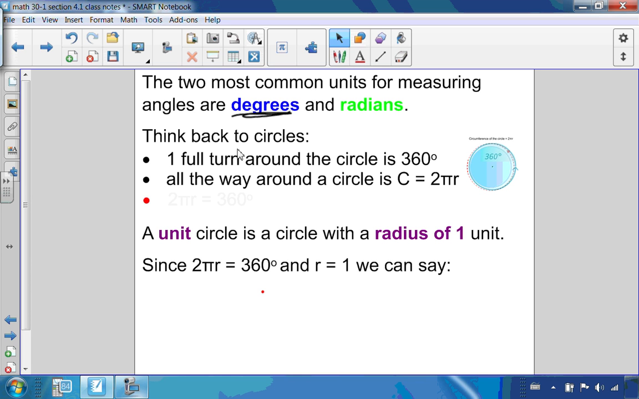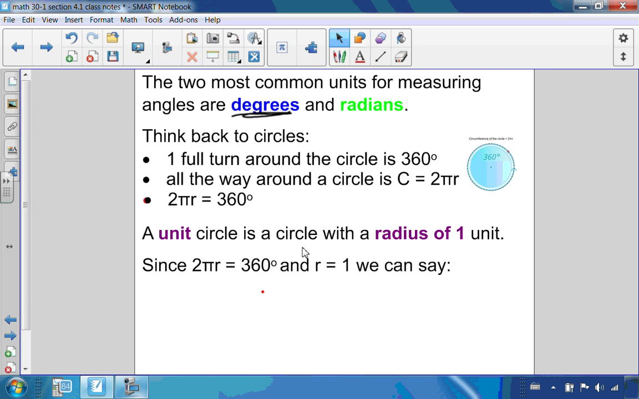So if you think back to what you know about circles, I know that all the way around a circle is 360 degrees. I also know that all the way around the circle is the circumference, found by doing pi times diameter, or 2 pi r, because 2 radii is the same as 1 diameter. So sliding these back together, you can see that means the same thing. All the way around the circle is 360 degrees, or 2 pi r. So I end up with this relationship that 2 pi r is the same as 360.